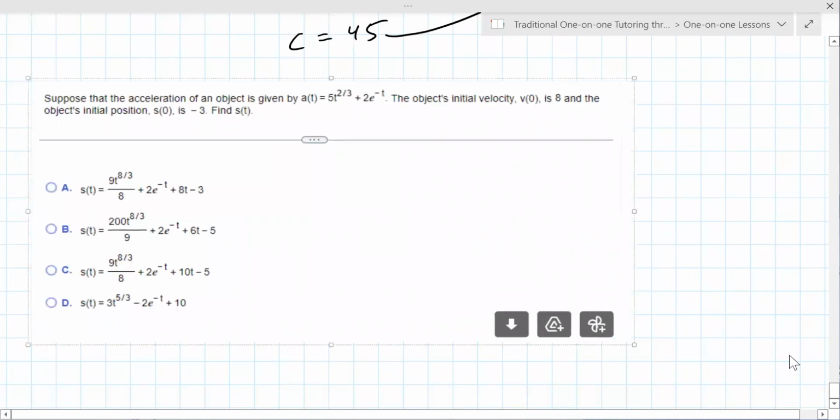Suppose that the acceleration of an object is given by a of t, and the initial velocity is given, and the position is given. Wow. Okay, a lot going on here. This is way harder than the previous ones. So you have to integrate this thing twice.